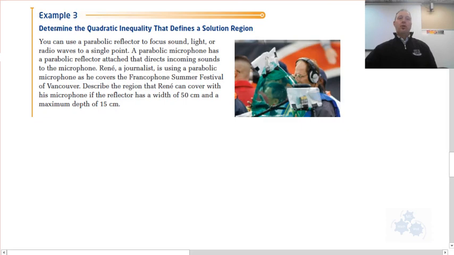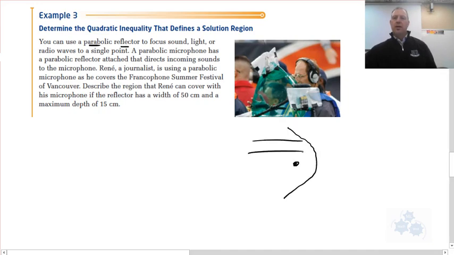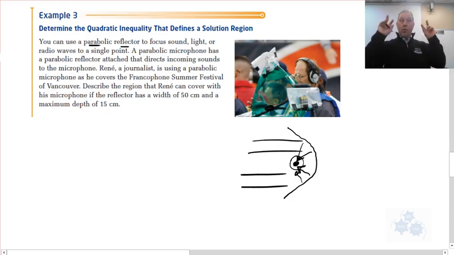So you can use a parabolic reflector to focus sound. So here's a guy here at the side of what looks like a football game or a soccer game or something, and he's pointing the parabolic reflector at the action because he wants to collect all of the sound. So if you've taken physical science, you know that there is a focus to parabolic reflectors, and everything that comes into that parabolic reflector will reflect through the focus. All of these sound waves bounce back through one. And here's the microphone right here. So I don't know if you can see that the microphone is somewhere around there, right at the focal point of this parabola. Okay, so a parabolic microphone has a parabolic reflector.